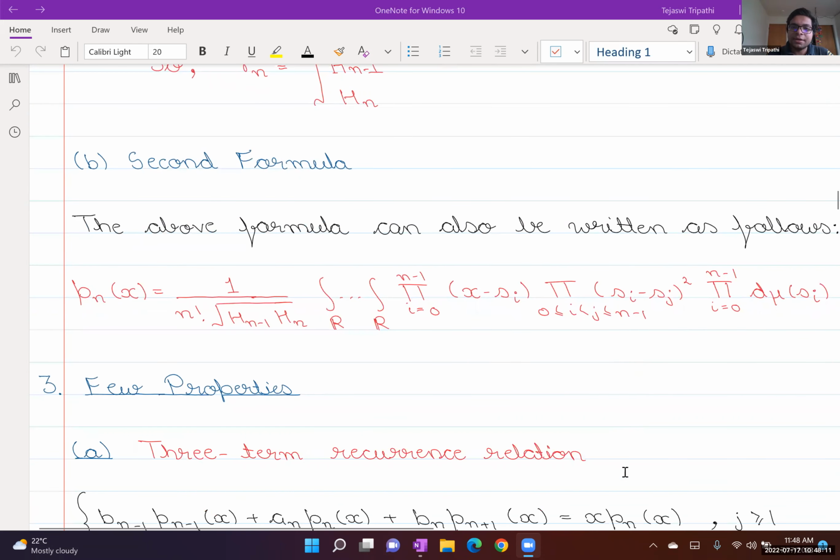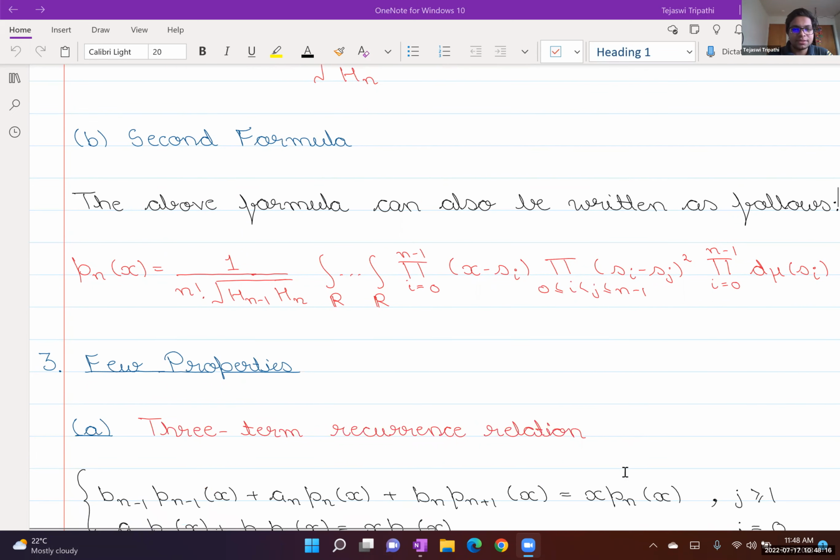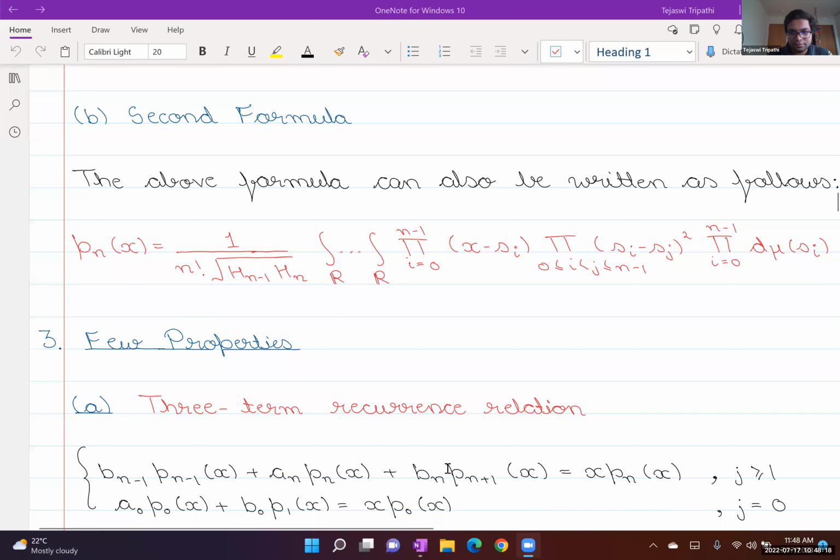Okay, so there's a three-term recurrence relation that orthonormal polynomials satisfy, which is given by this. So x times P_n(x) is a linear combination of P_(n minus 1), P_n, and P_(n plus 1). And for n equal to 0, it's slightly different. This is actually very easy to prove. P_n(x) is a polynomial of degree n. If you multiply by x, it will become a polynomial of degree n plus 1. And orthonormal polynomials form a basis.